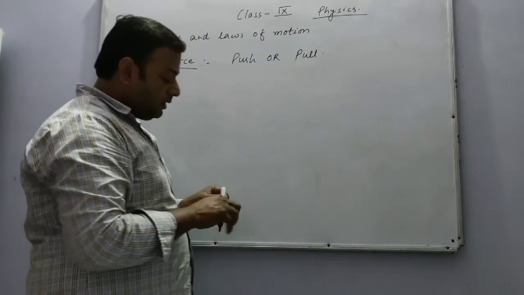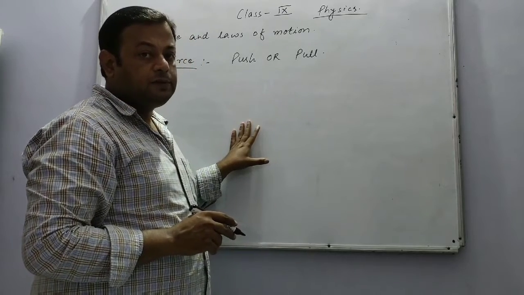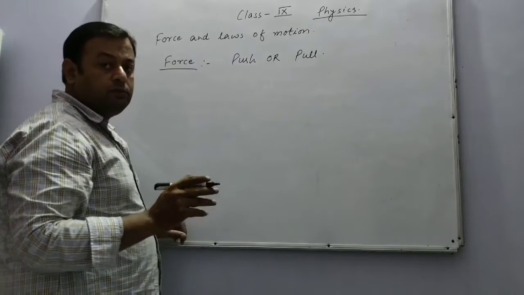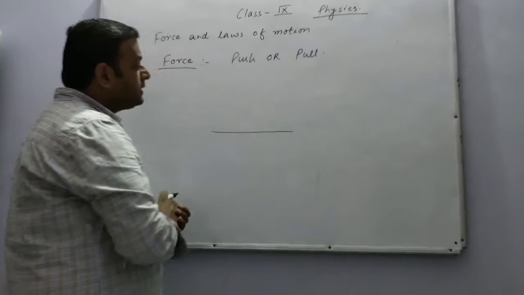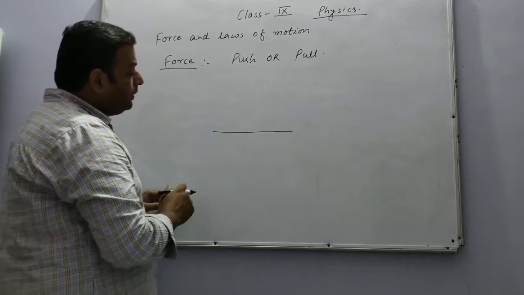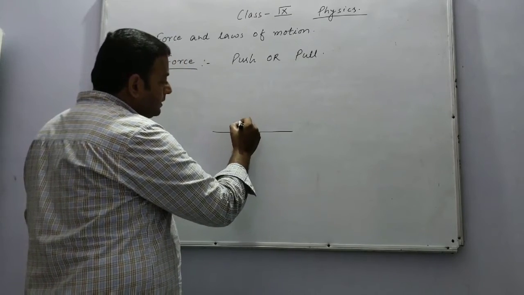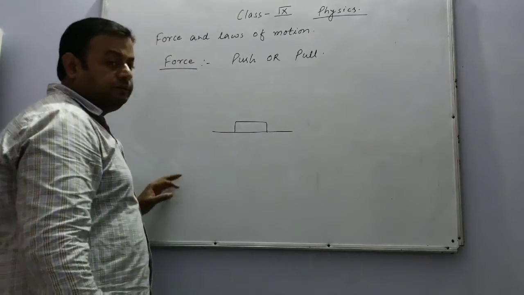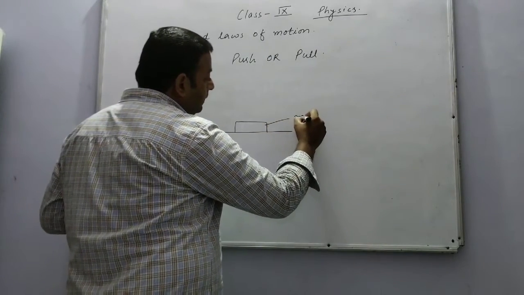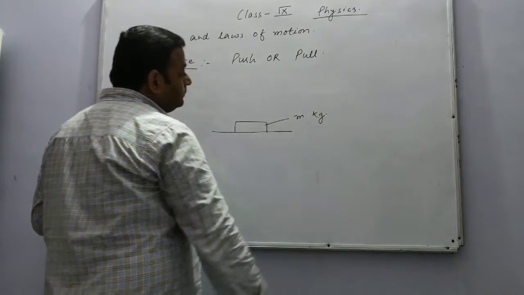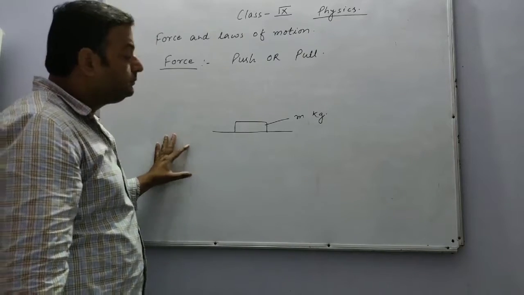Now, how many types of forces are acting on any object? There are two cases for this. The first case is the horizontal case, in which suppose this is a table, and on this table an object is lying. The mass of the object is m kg. Now, what are the different forces acting on this object?